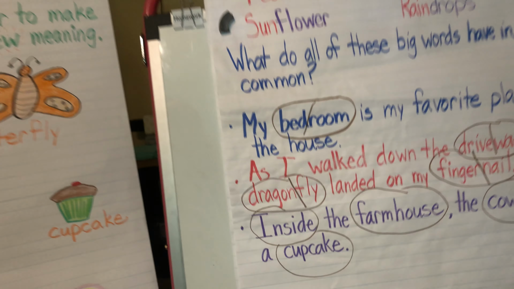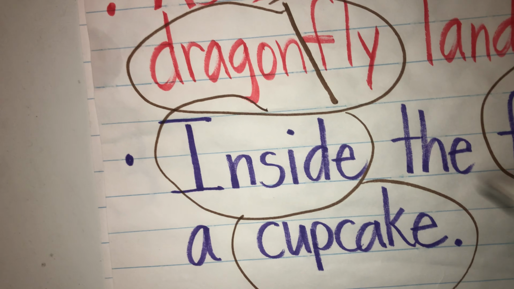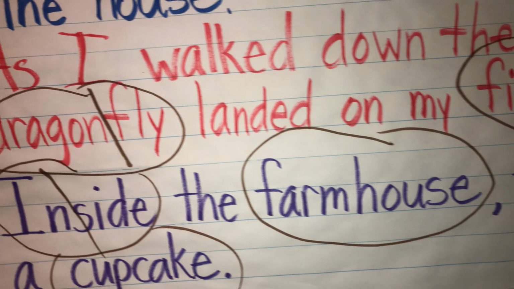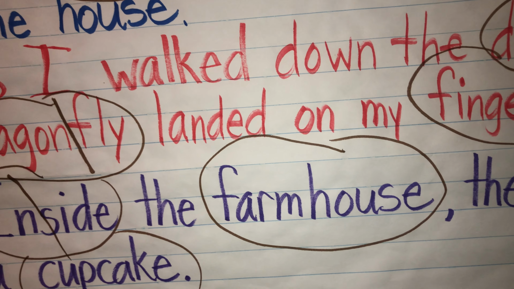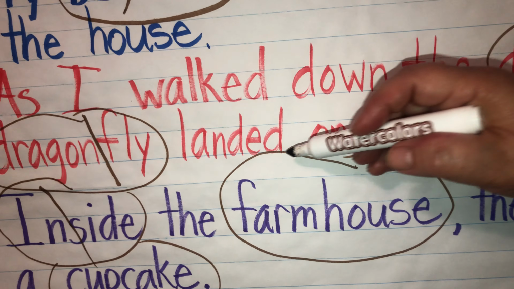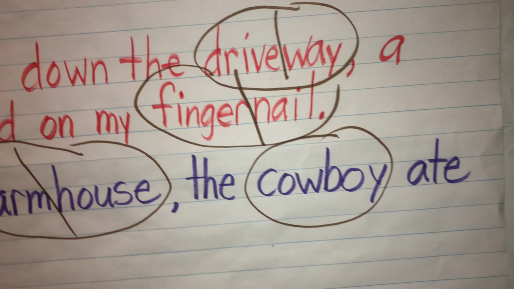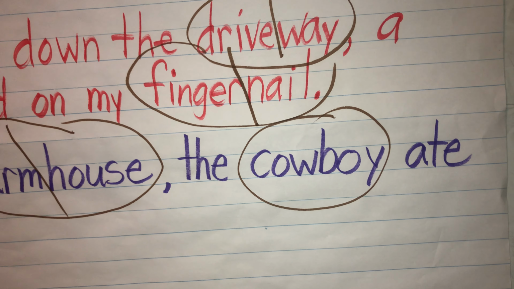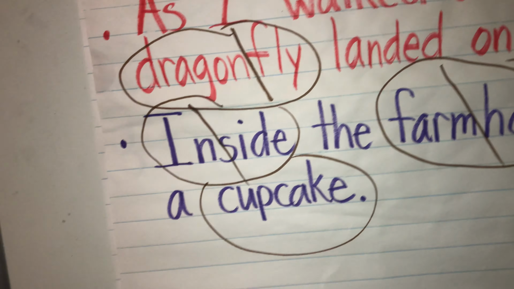So inside, which 2 words make up inside? If you said in and side, you are awesome. What about farmhouse? I see farm and house, so farm must be 1 word and house is the other word. Cowboy. If you said cow and boy, you are doing great.